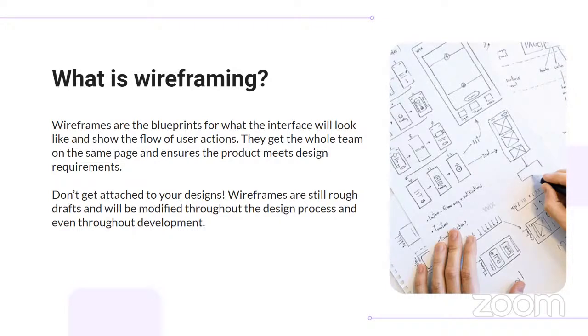They're the basic blueprints of the layout, what the interface of your app or web app is going to look like. So it'll show the flow of user actions. The login screen, what you expect them to be pressing. If they press one thing, what page will that lead to? It'll also help get the whole team on the same page in terms of the design and ensure that it meets any requirements that the team has. If you're in software engineering, you'll probably know about design requirements.